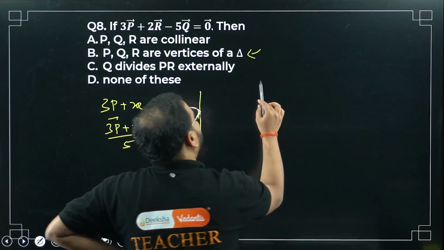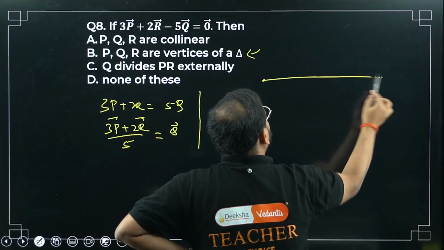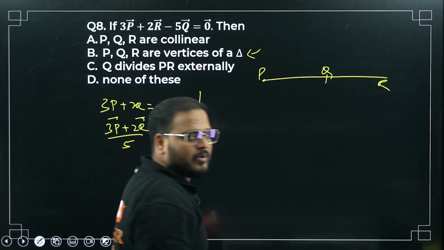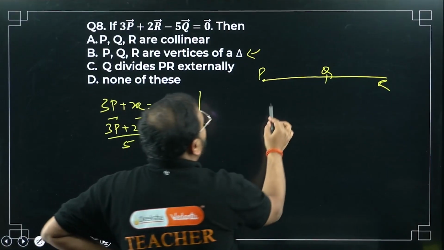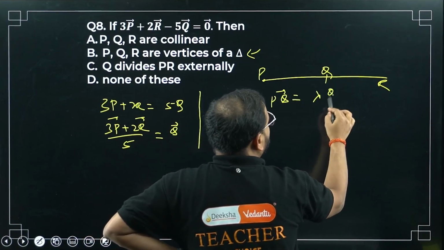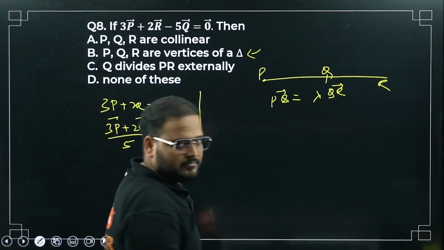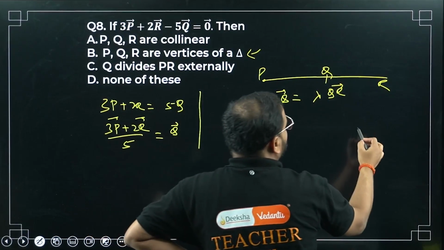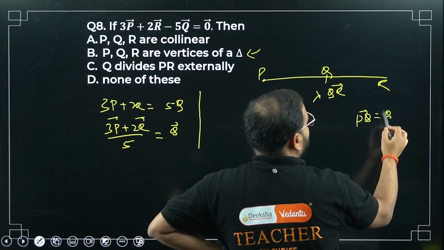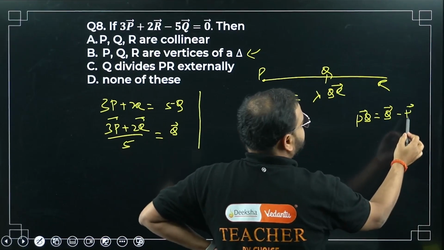So if the points, let's say P, Q and R are like this, for them to be collinear, it means what? PQ vector has to be some constant lambda times vector QR, correct? How do I write vector PQ? PQ is going to be equal to what? Vector Q minus vector P.